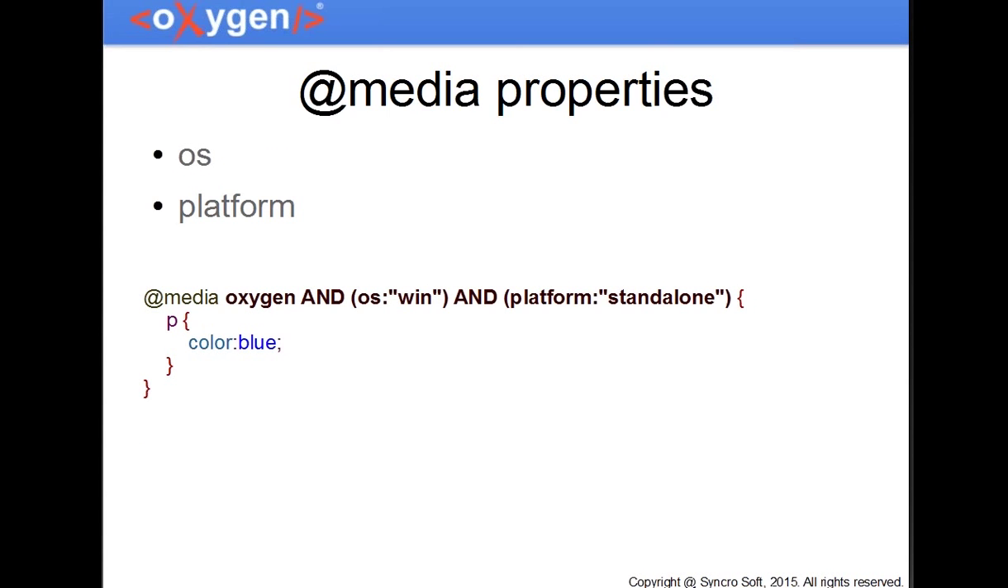Two more media properties supported in the author mode are the OS and the platform. So now you can write CSS rules for a specific operating system and for a specific platform. The platform is intended for which oXygen distribution you are using, whether it's a standalone, an Eclipse, or a web app, and you can make the author mode look different on these types of distributions or on different operating systems.